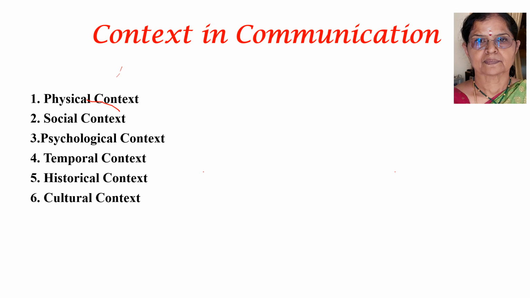Now, the second, social context, refers to the social setting in which communication occurs. Communication may occur in an office between an employer and employee, and that type of communication will be different from the one between a consumer and a sales representative. And psychological context refers to the moods and the emotions of the sender and the receiver.